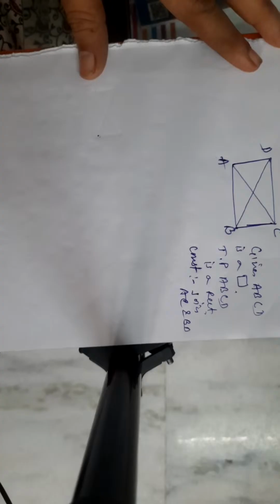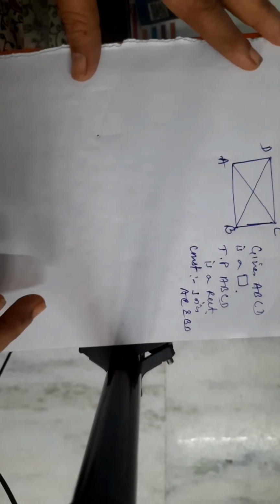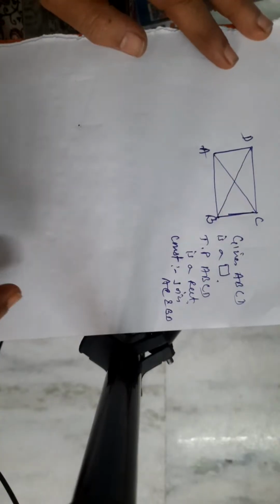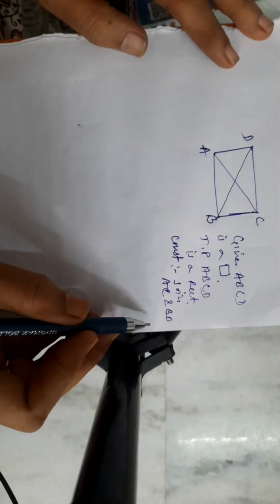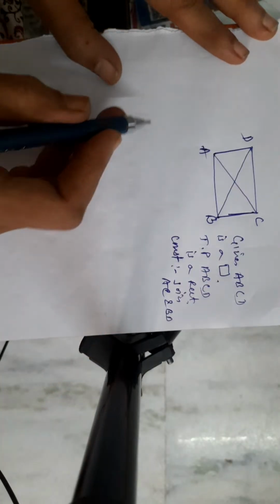Okay, some of you commented that it is an orthogonal. It's not an orthogonal. We are discussing the quadrilateral part. It's a quadrilateral only. Now AC and BD both are diagonals. So let's move on with the proof part now.